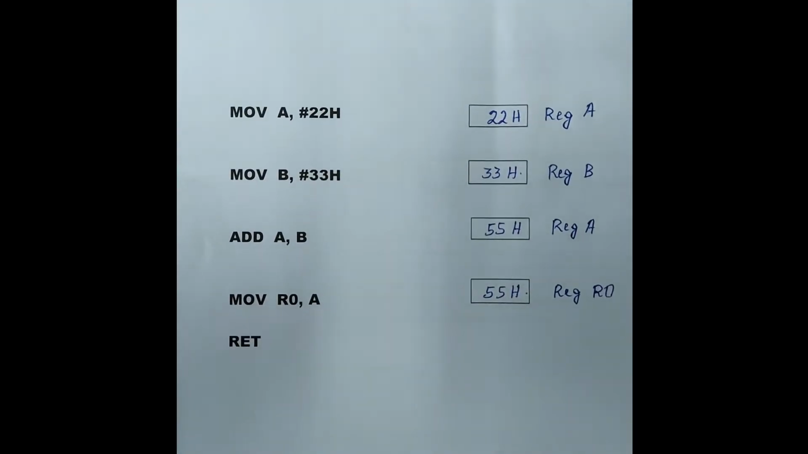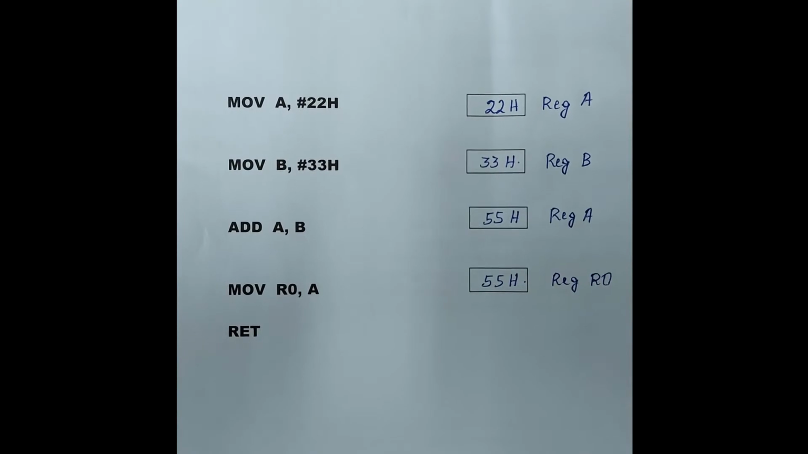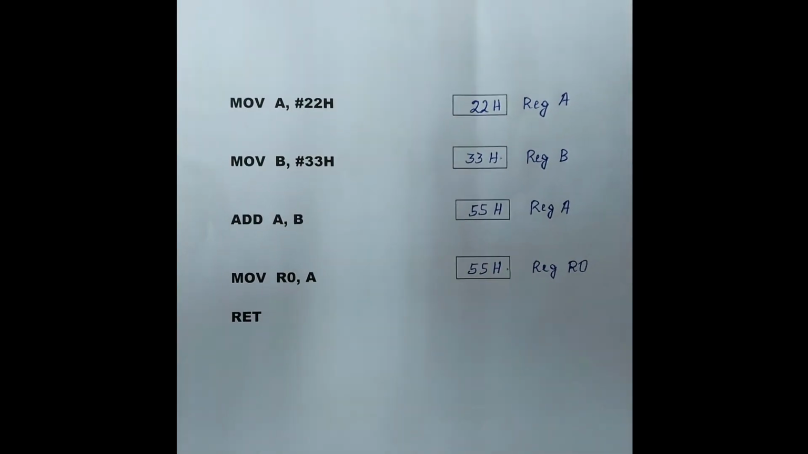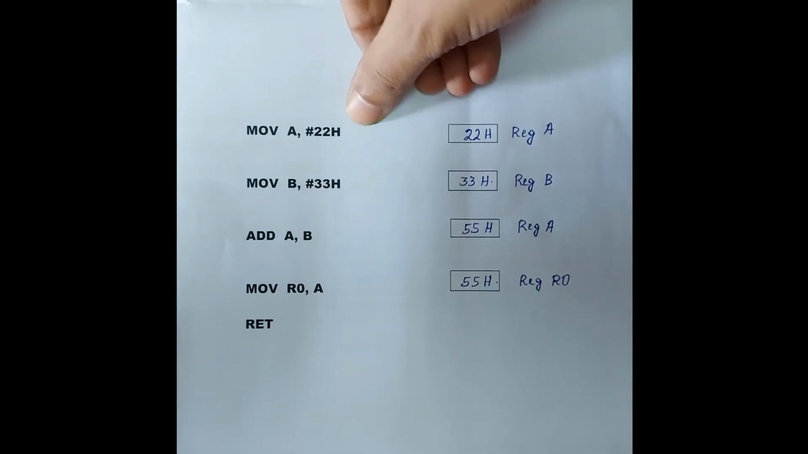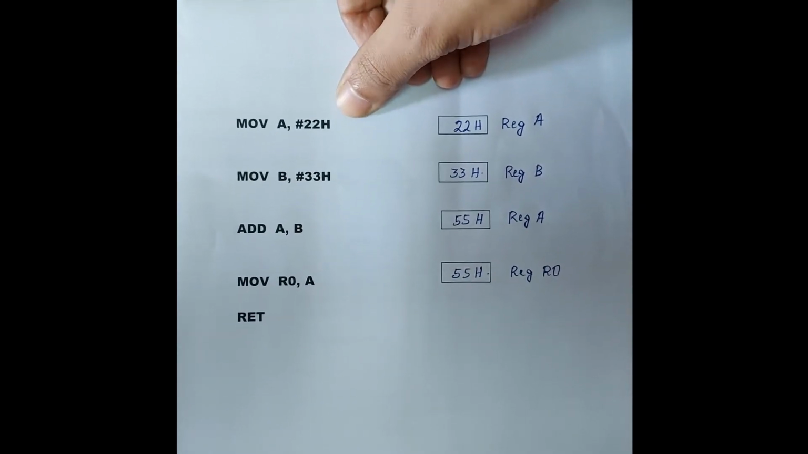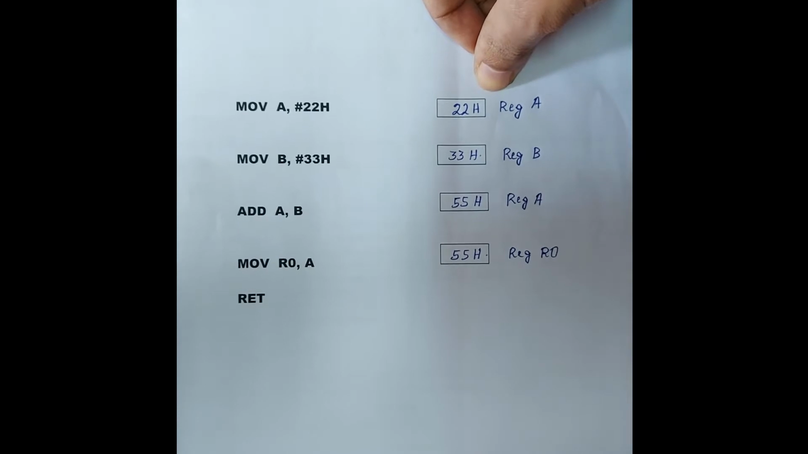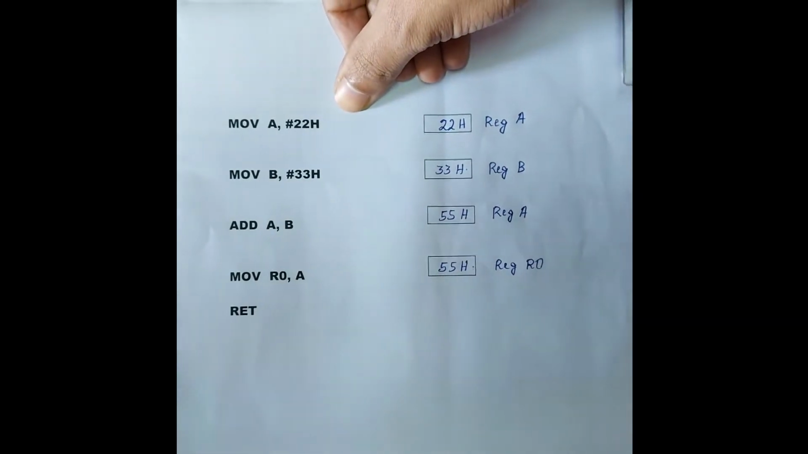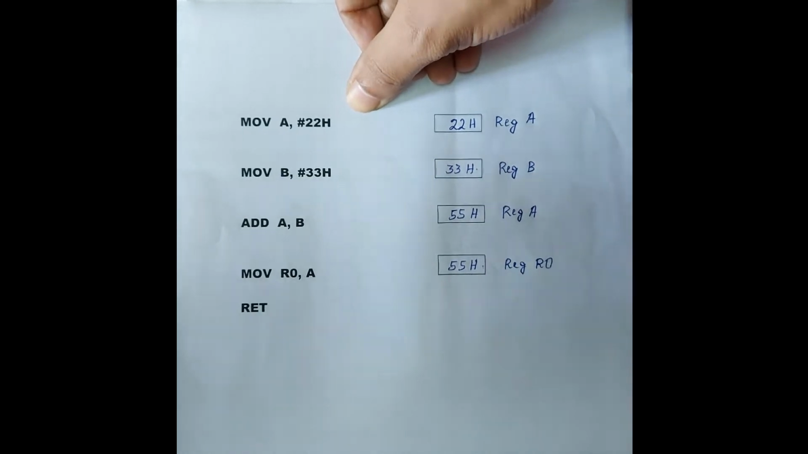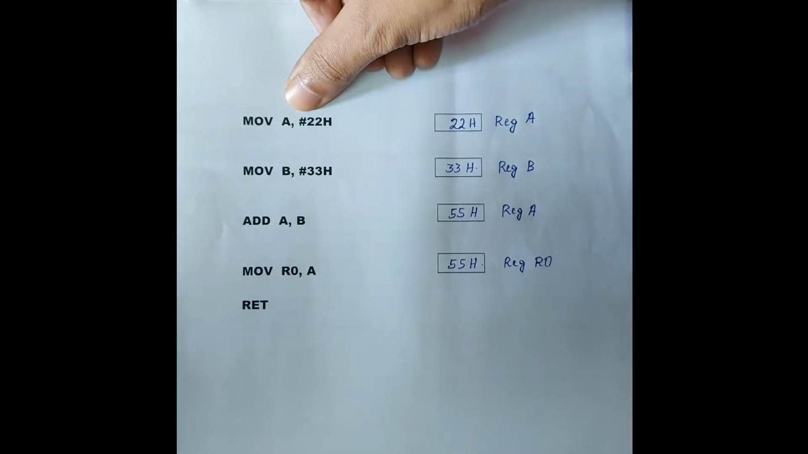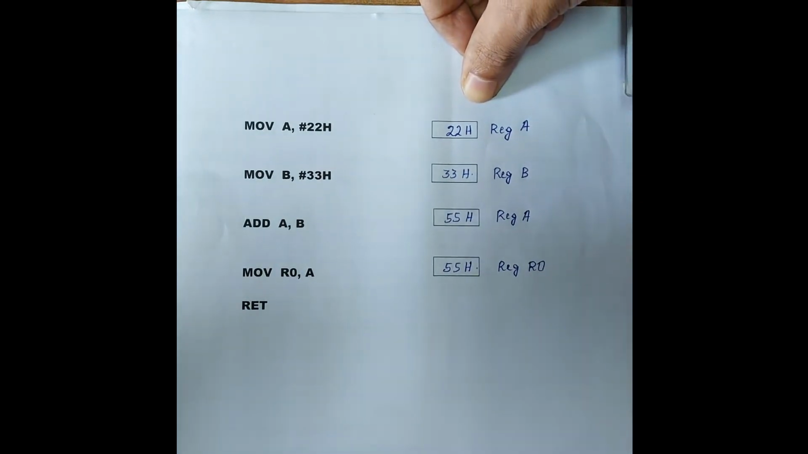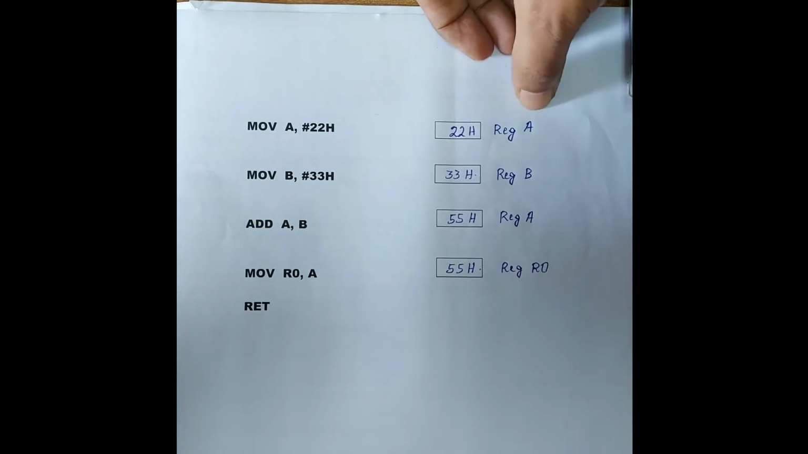So this is the program that we will execute today. So in this program, you can see we are storing a data 22H in the register A of 8051 microcontroller. So we have given the instruction for that, MOV A, hash 22H. We have given a hash as it is a data. So you can see that the data 22H is getting stored in the register A.